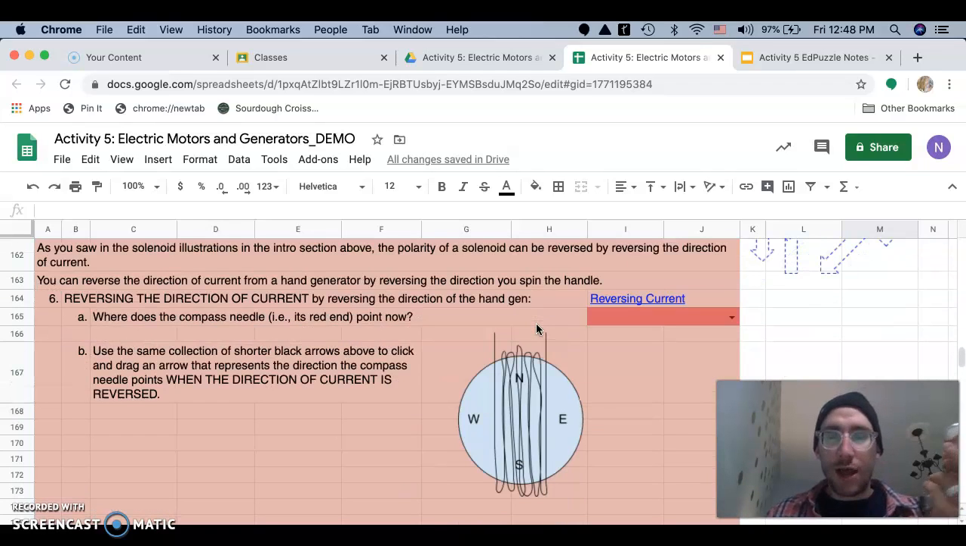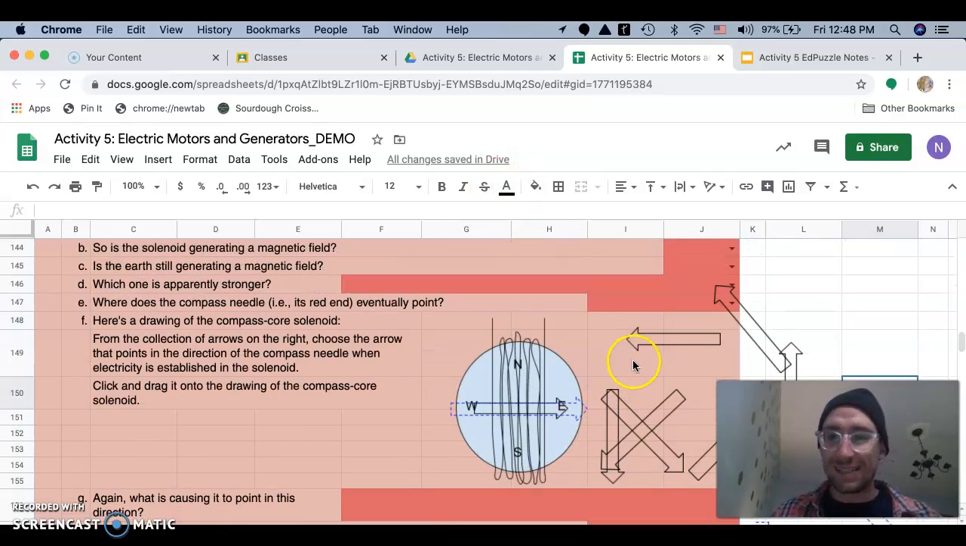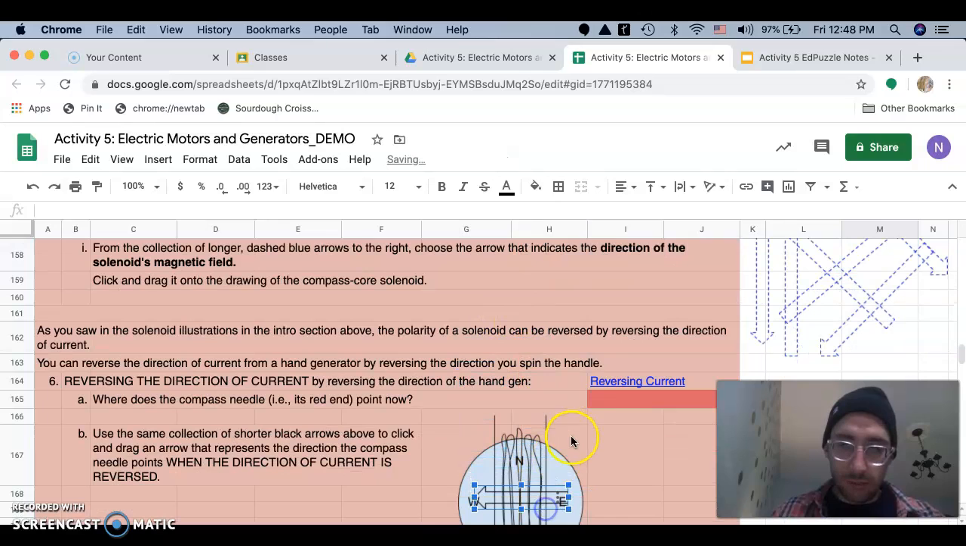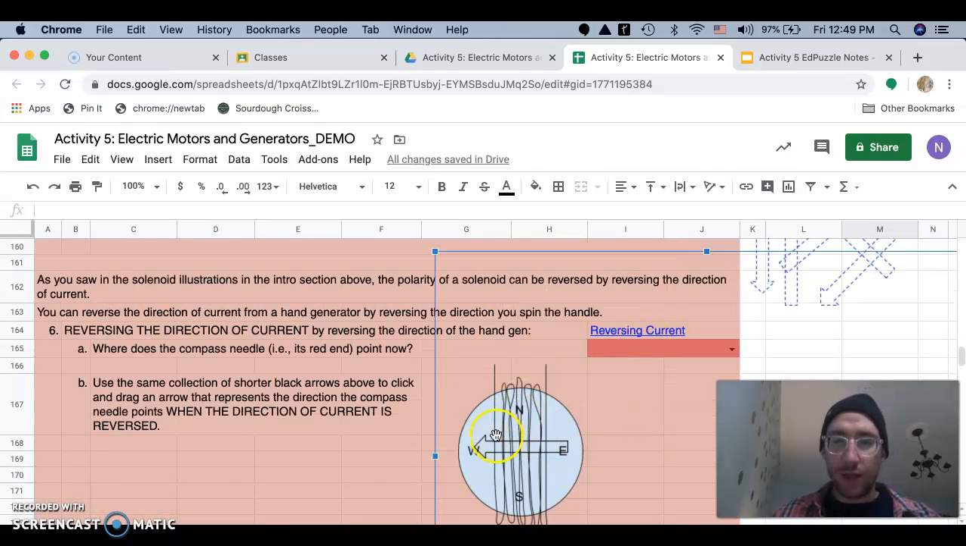In the next trial, I reversed the direction of the current by spinning the generator handle the other way. Here the needle flipped and pointed the other direction. So if in the first trial it was pointing west to east, now it's pointing east to west, like this. If the compass needle is pointing in that direction now, that must mean that the magnetic field generated by the solenoid at that location is now flipped.